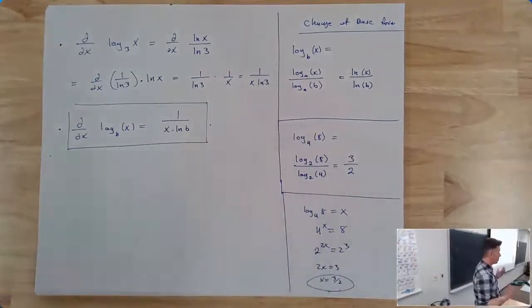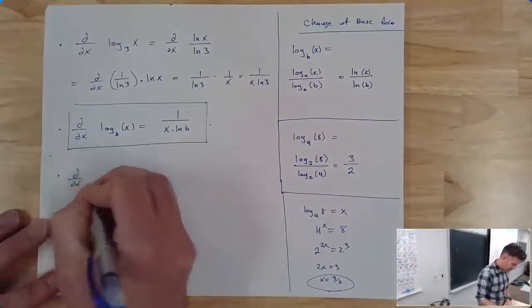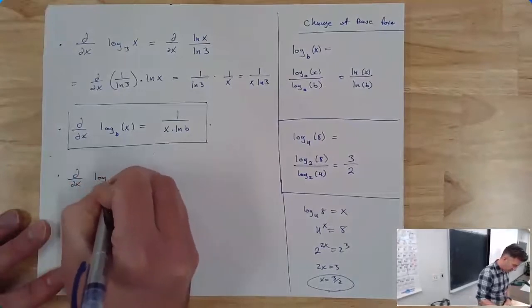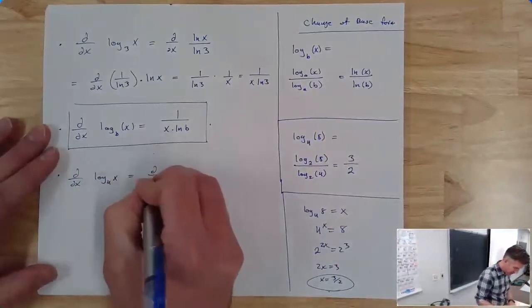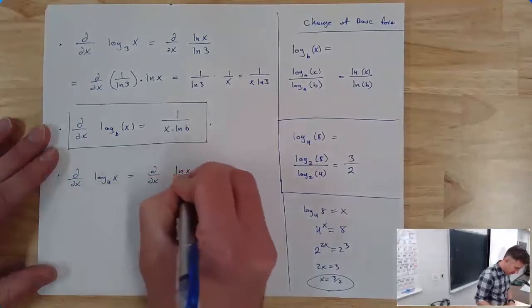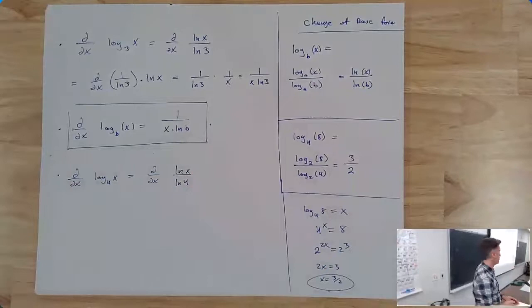You can go the long way or the short way when you do these. So for example, if I wanted to find the derivative of, say, log base 4 of x, you could either just say, I know the rule, and say it's going to be 1 over x natural log of 4, or you could rewrite it first. You could say it's going to be the derivative of the natural log of x over the natural log of 4. You shouldn't use the quotient rule.